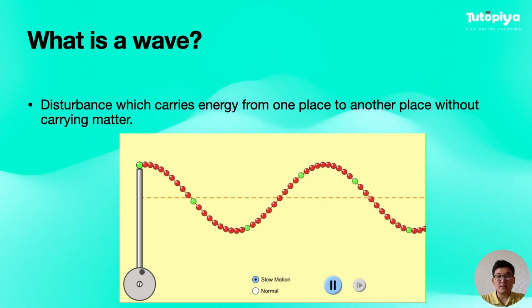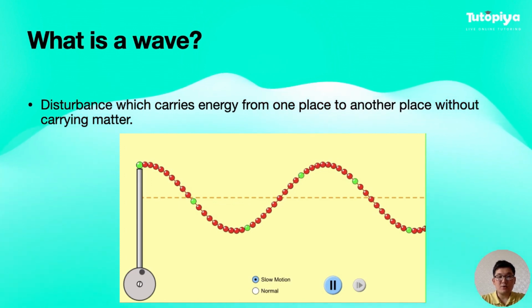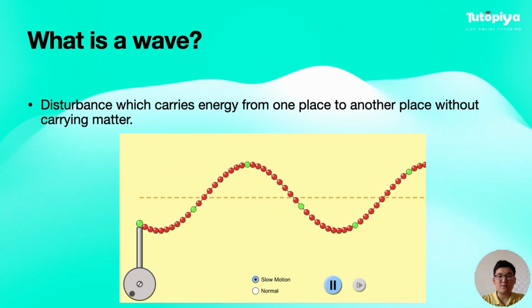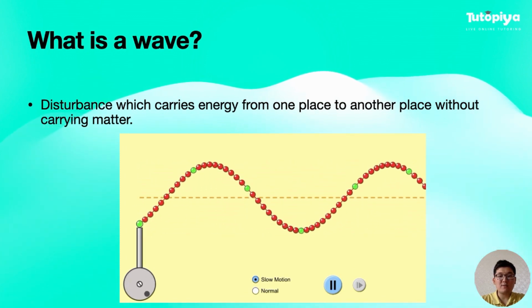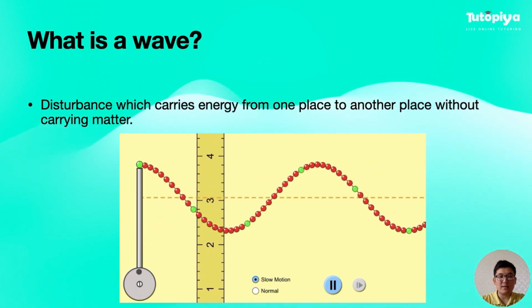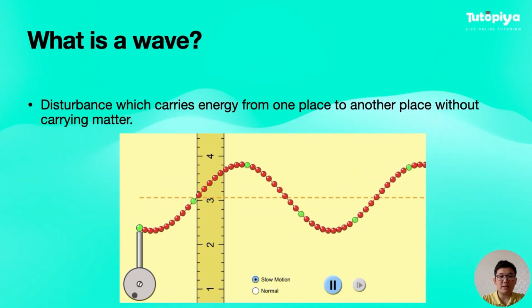A wave is a disturbance which carries energy from one place to another place without carrying matter. In the short animation, you can see a string which is disturbed from the left end, and the wave is traveling to the right. However, if you place a ruler next to the green particle, we can see that it's moving only up and down.